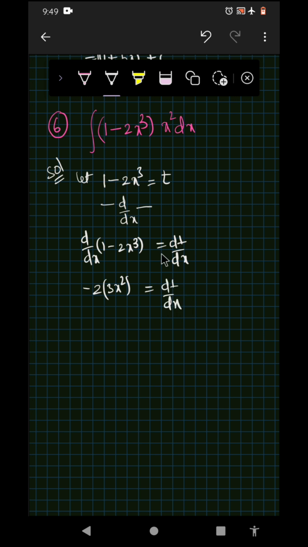So if we see here in the question, we have x square dx there. So that's why I find the value of the x square dx here.